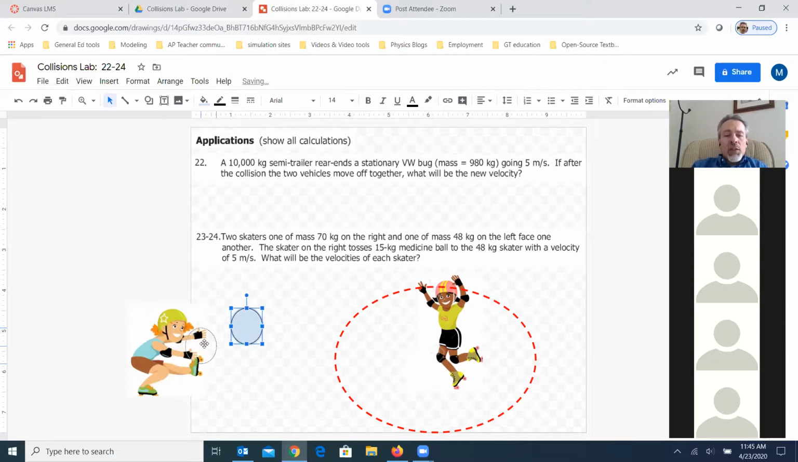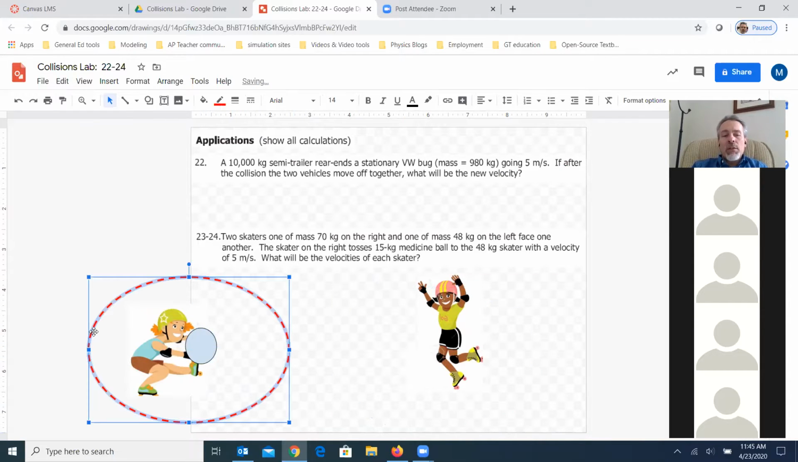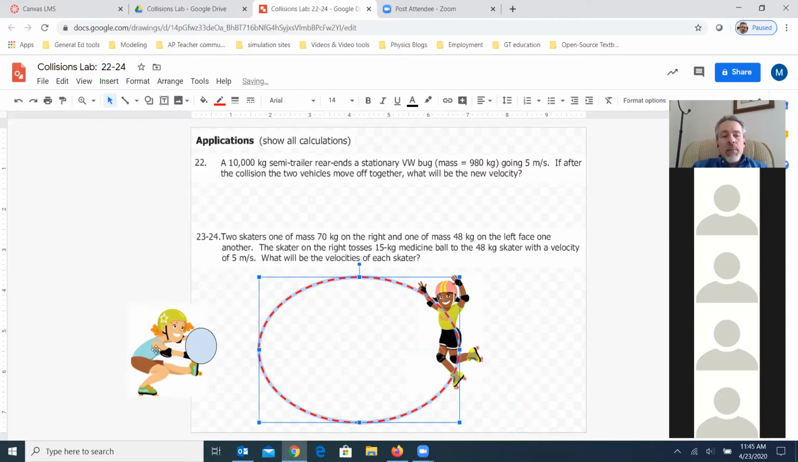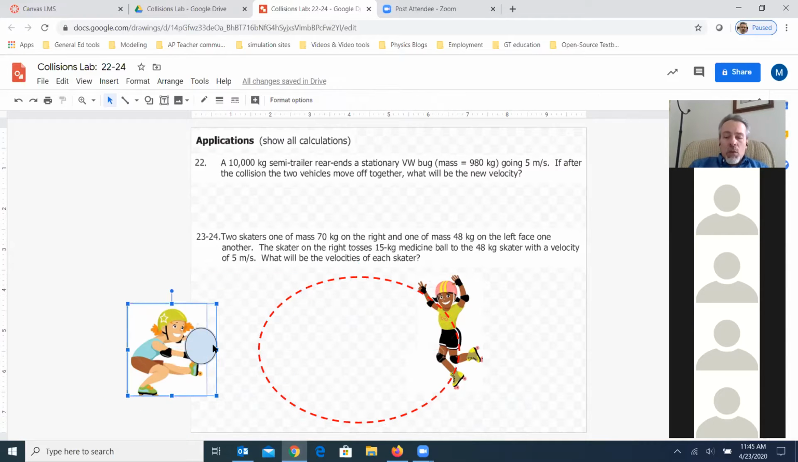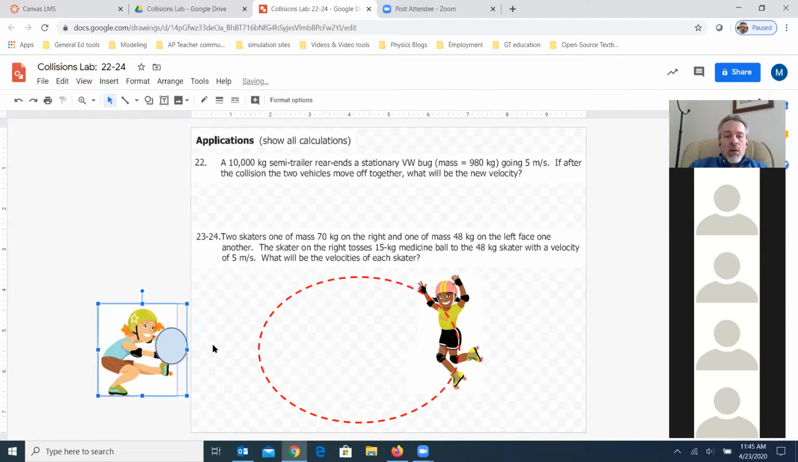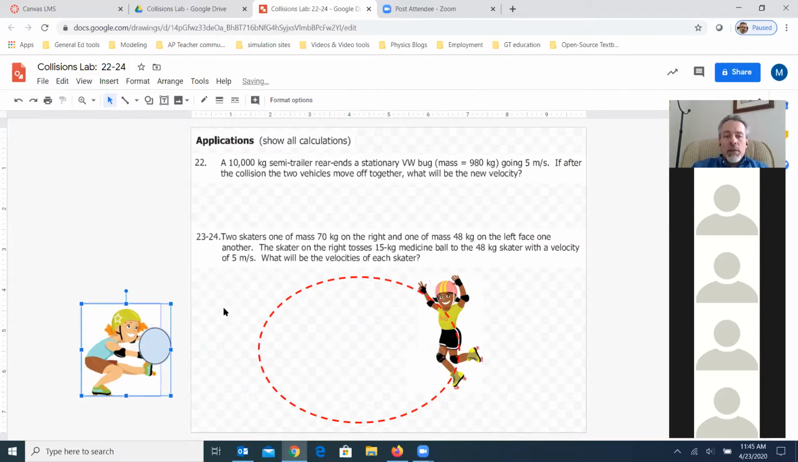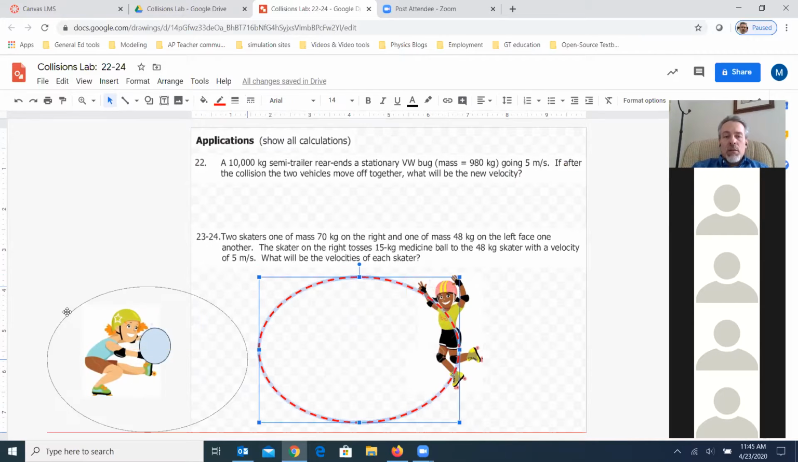Afterwards, she catches it. She doesn't drop it. She catches it. What kind of collision is that where she catches it? Perfectly inelastic. That's right. Perfectly inelastic. That means the ball and the girl are going to be moving together now to the left. Okay. And they're stuck together.